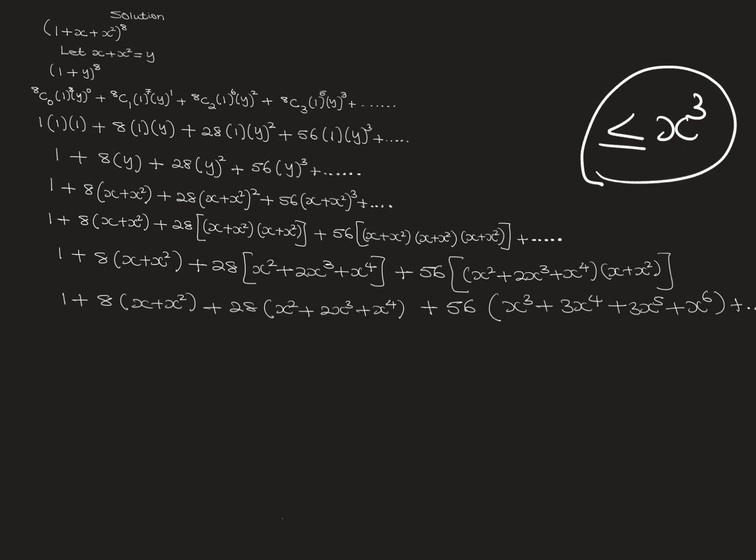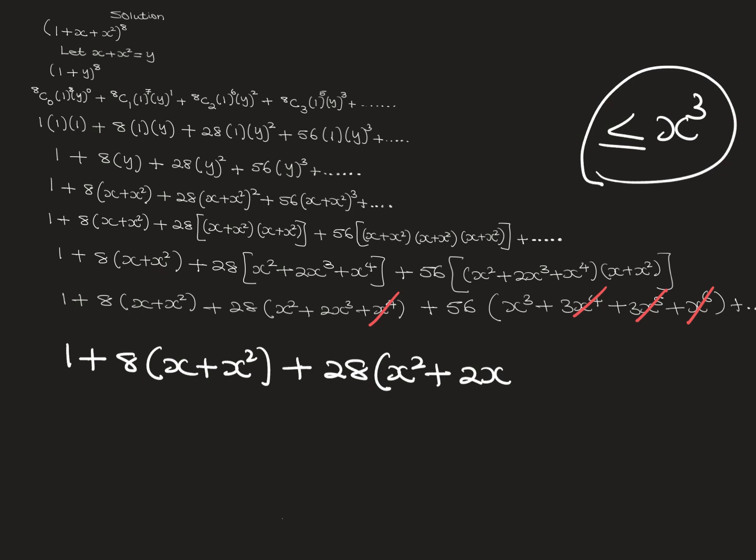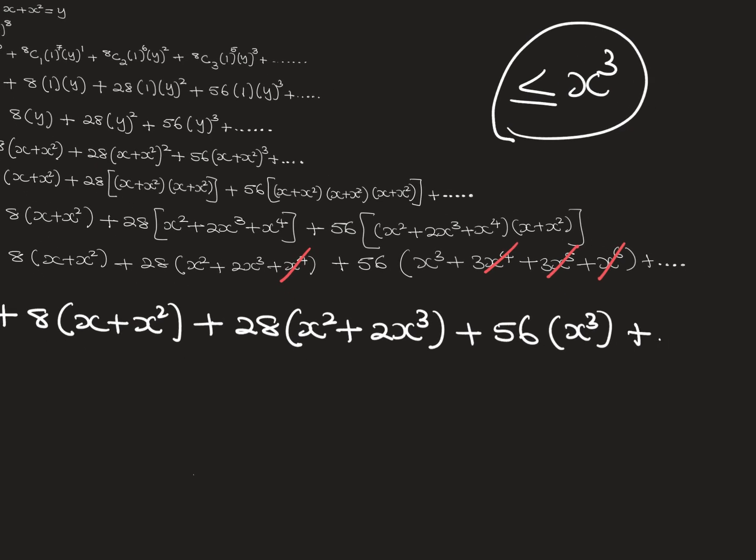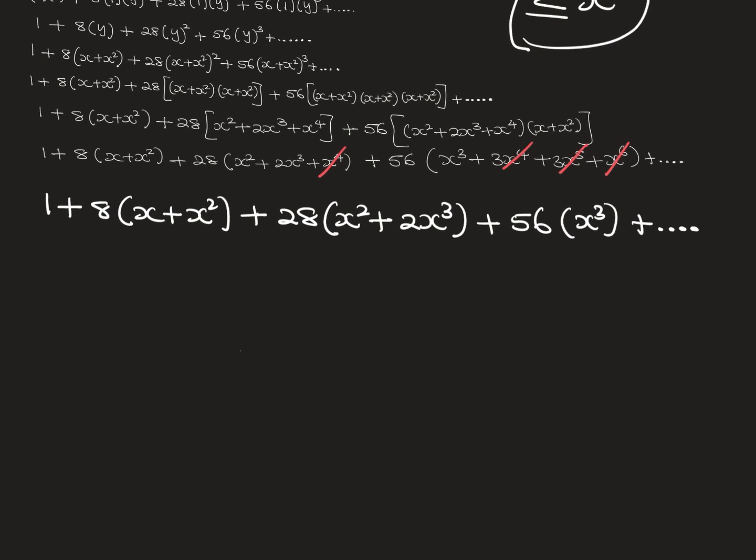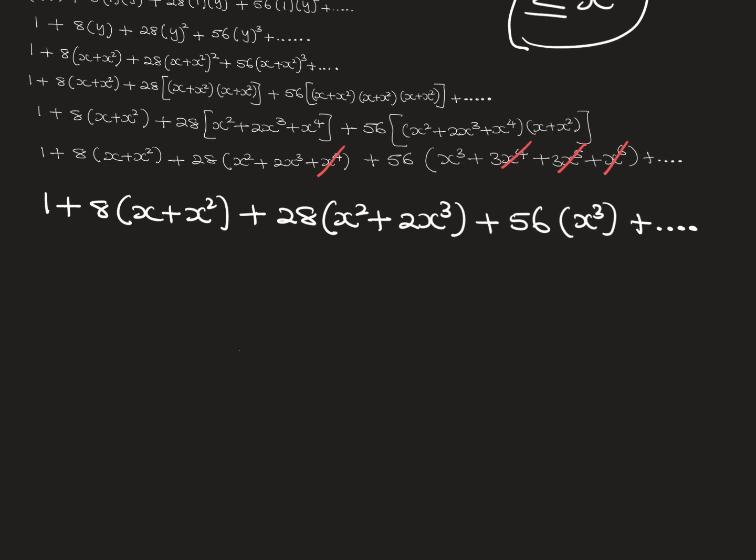That is, we are going to eliminate x to the power 4. We're going to eliminate 3x to the power 4 because the power is 4. We're going to eliminate 3x to the power 5. And we're going to eliminate x to the power 6. So we're going to have 1 plus 8 into x plus x squared plus 28 into x squared plus 2x to the power 3 plus 56 into x to the power 3 plus continue. So that is going to be what we're going to have.